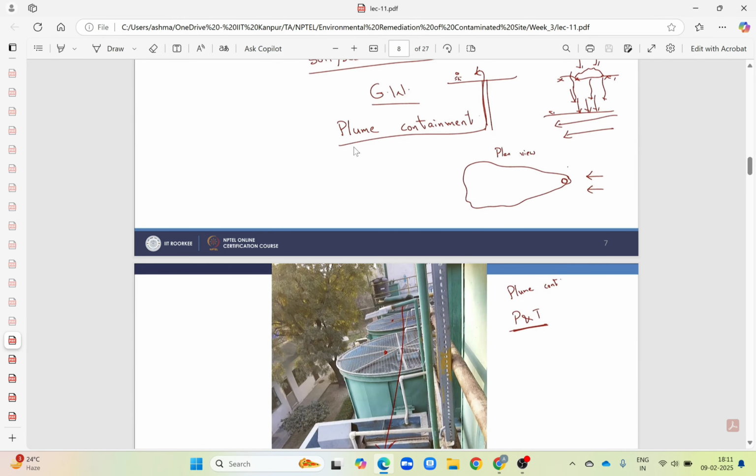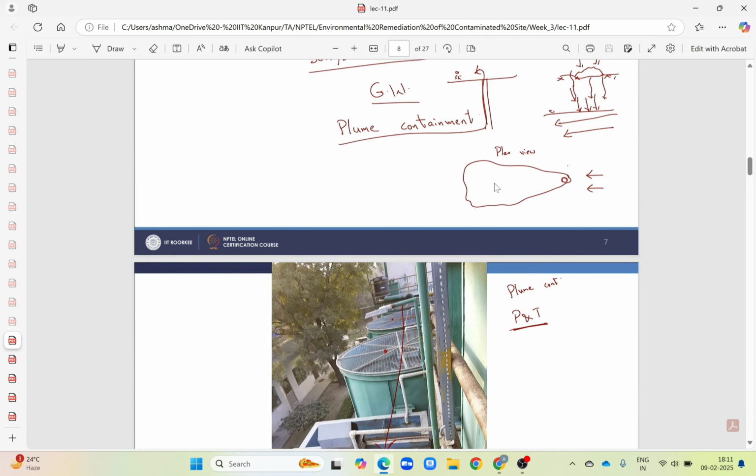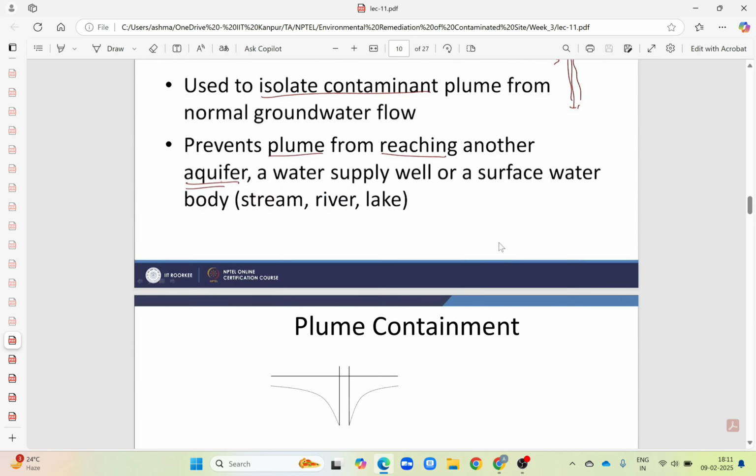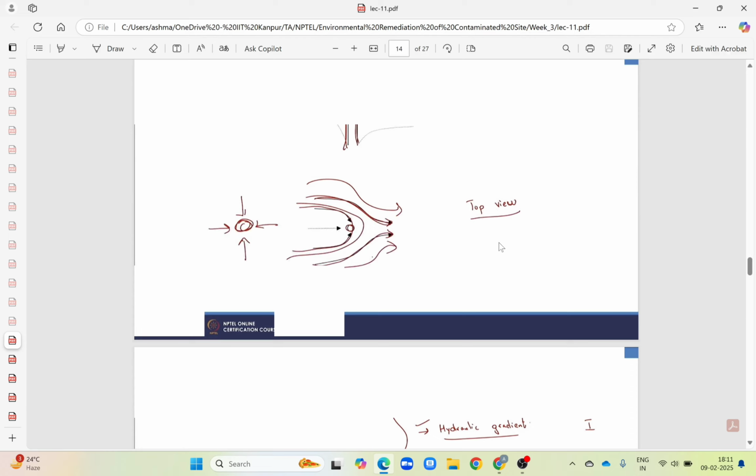So first is the plume containment. So in plume containment, what is done? It is used to isolate the contaminant plume from normal groundwater flow so that the water in the groundwater is not polluted, and it prevents the plume from reaching another aquifer. Various wells or other methods can be used to stop the plume from spreading.